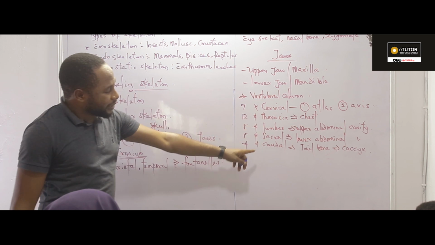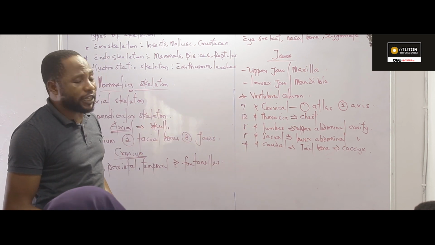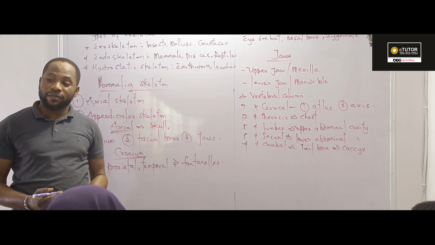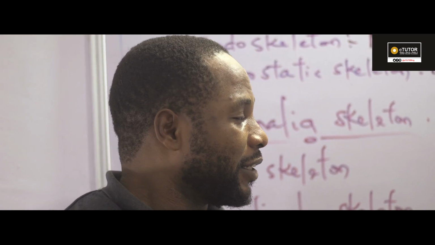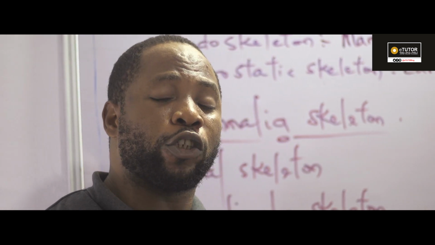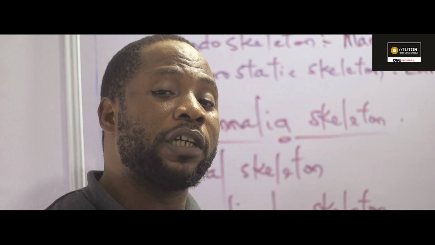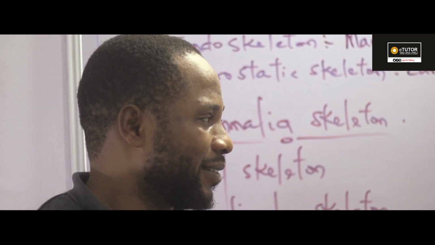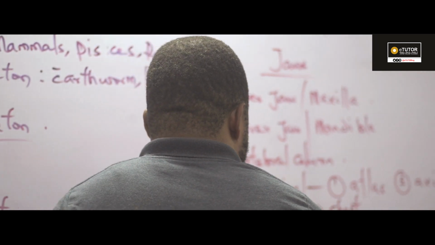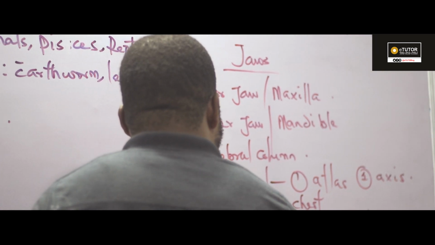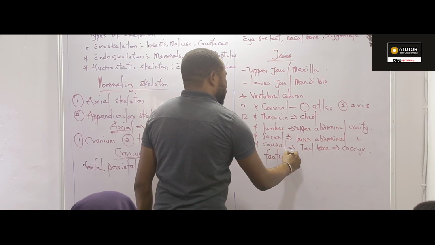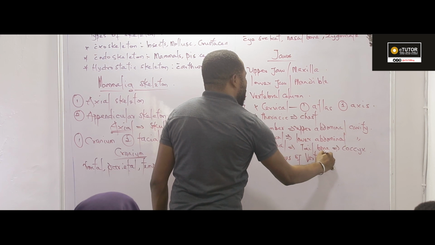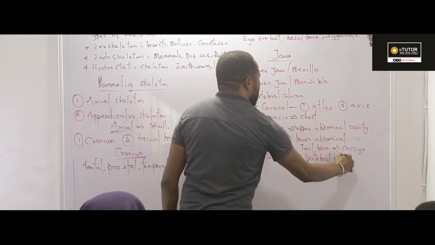And the general function of the vertebral column is to protect the spinal cord. I repeat, the general function of the vertebral column is to protect the what? Spinal cord. It also helps a human to stand erect. Features of vertebral column.